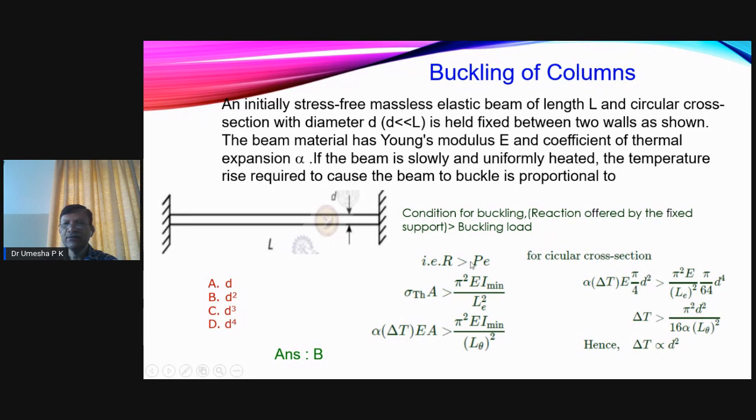So B is the answer. You can see here, all the things we already know: the temperature stresses and pi square E I by L square is the buckling load. So equating that, it will be greater than that one. So proportional to that one.